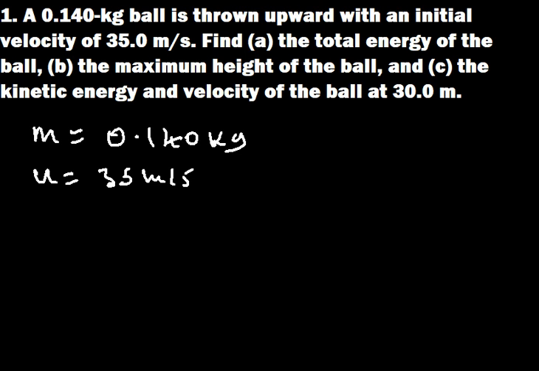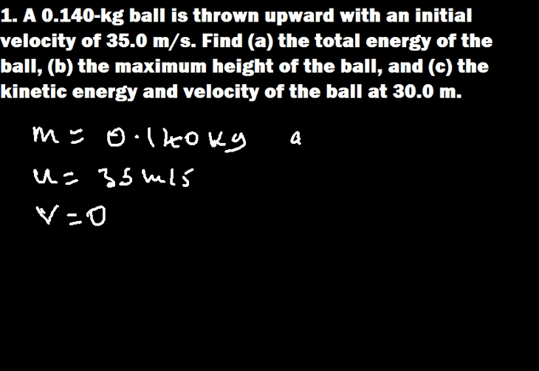And now the question continues: find the total energy of the ball, the maximum height of the ball, and the kinetic energy and the velocity of the ball at 30 meters. For this case, as the object has been thrown upwards, it will reach a point where it will not continue going. At that point, the final velocity will be given as well. So it should be that.